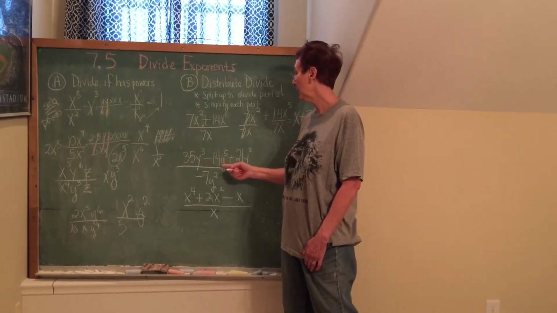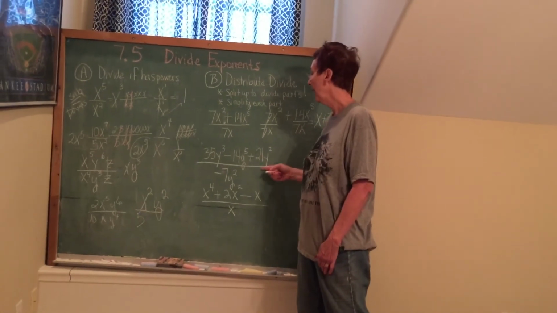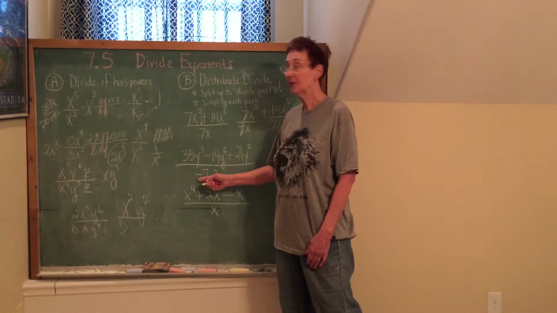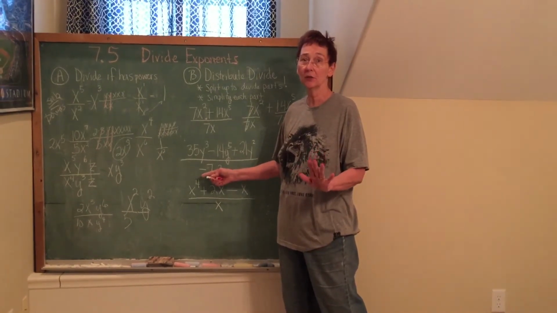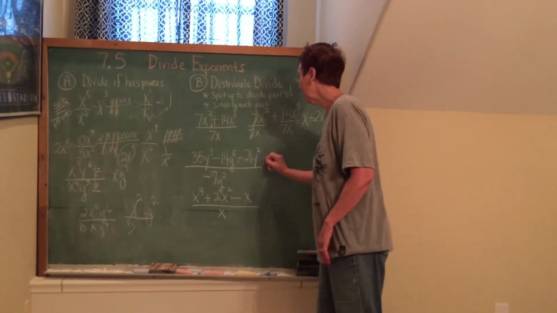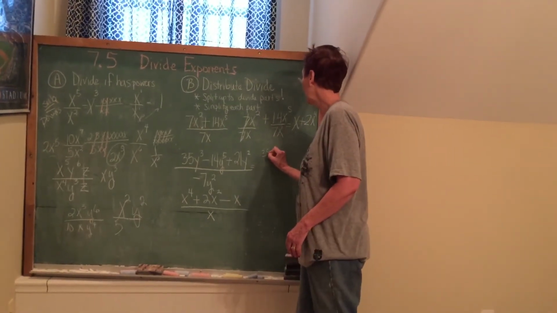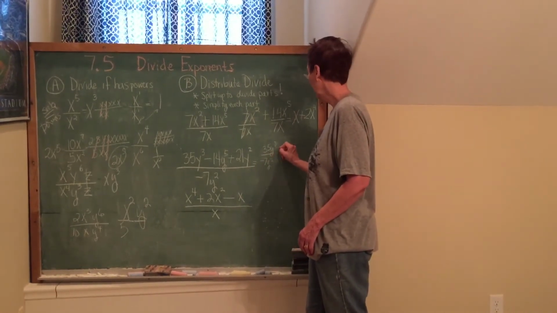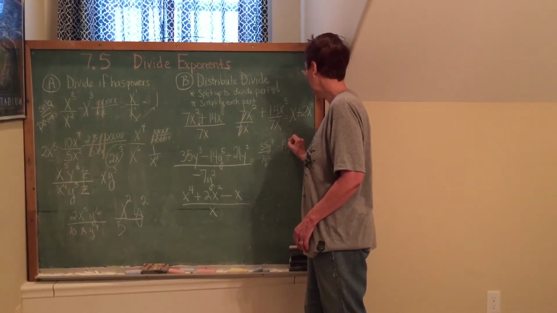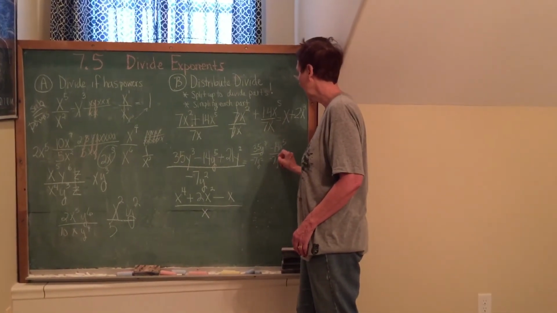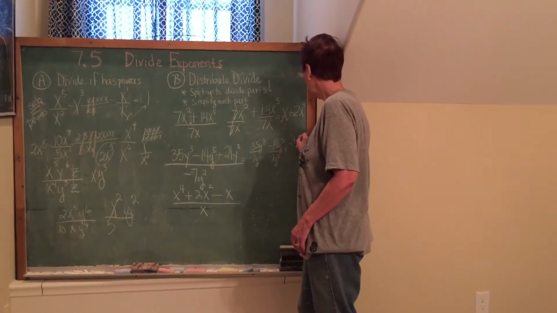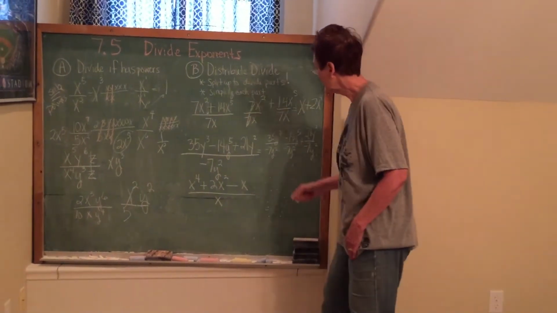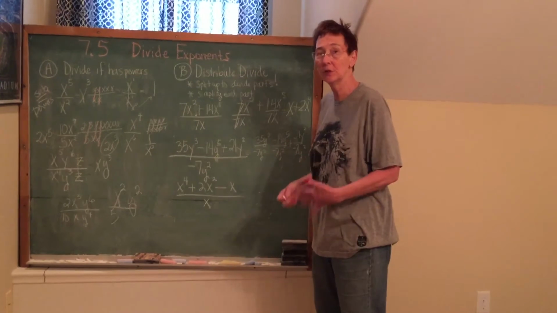35y to the third minus 14y to the fifth plus 21y squared. And I'm dividing all of that by negative 7y squared. If there's a negative here, you're going to have to be careful with your signs. So that's why I've given you this example. First thing I'm going to do is to split it up. So I'd have 35y to the third divided by negative 7y squared minus 14y to the fifth divided by 7y squared plus 21y squared divided by negative 7y squared. So split it up into your 3 divide problems so that you can do it.